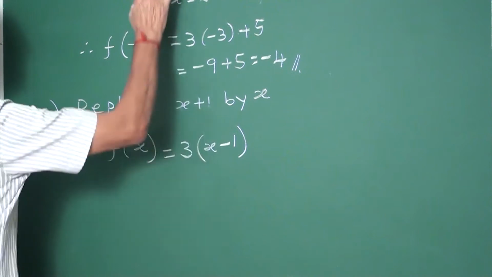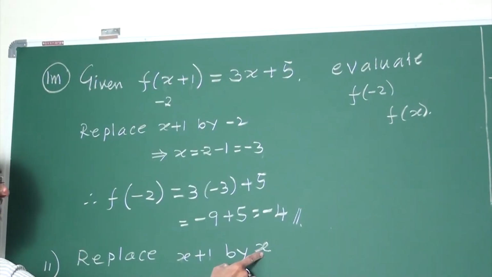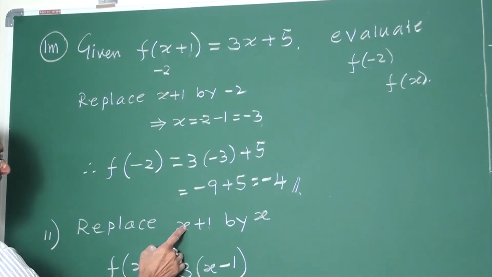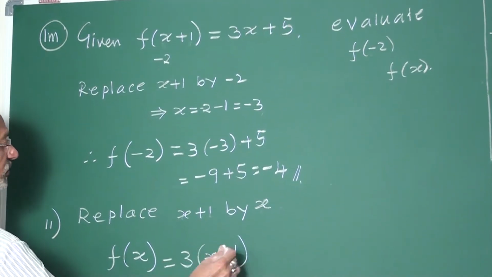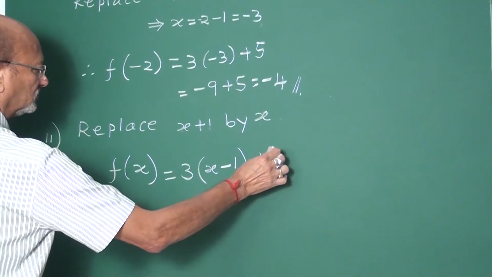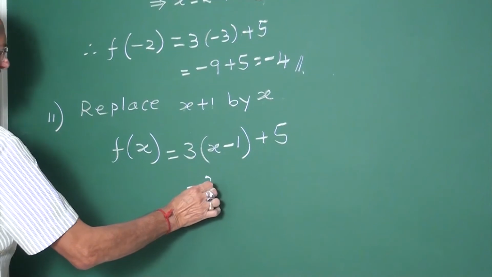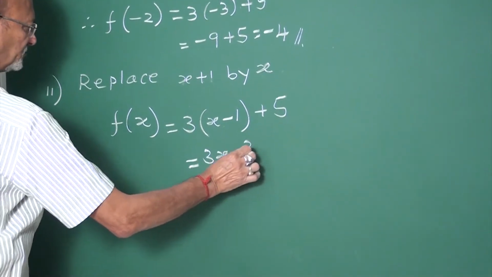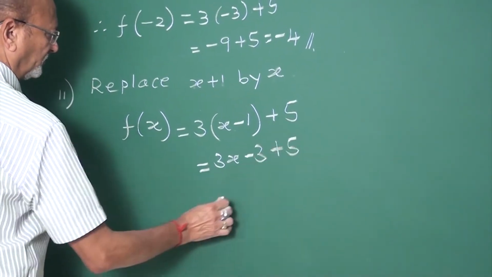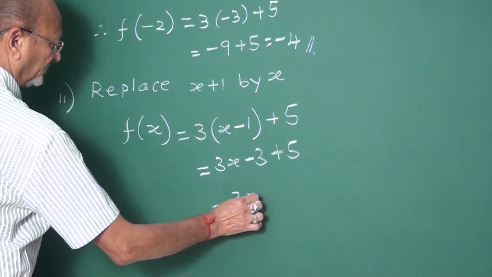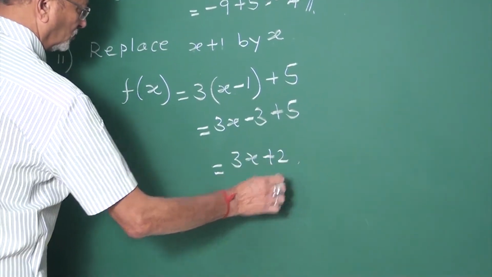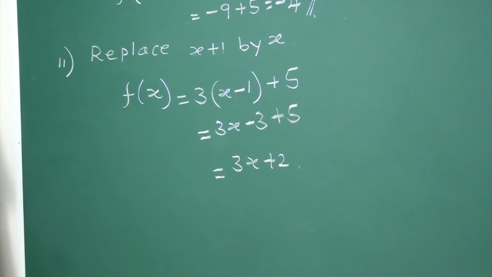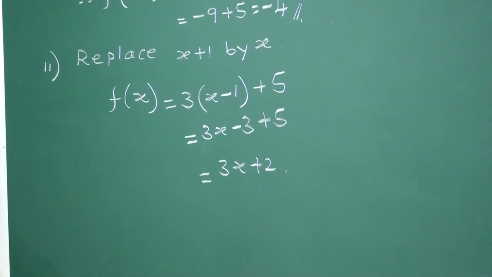x plus 1 is x. What is x? Shift this side: minus 1 plus 5. Simplify. 3x minus 3 plus 5. Yes, my friend, it is 3x plus 2.